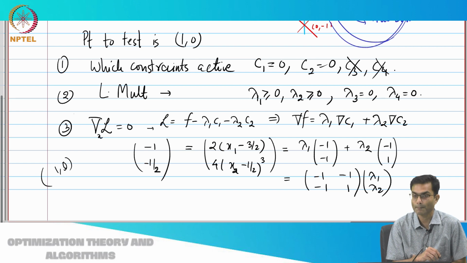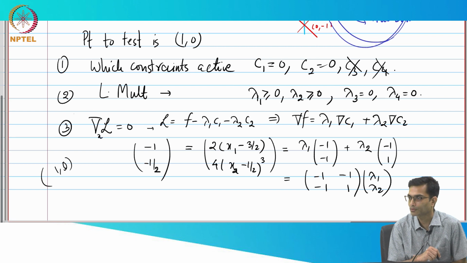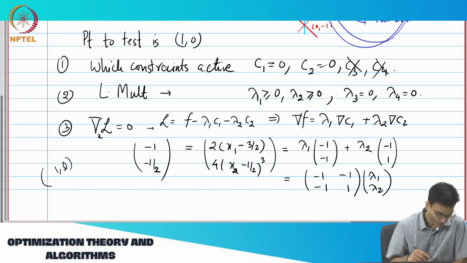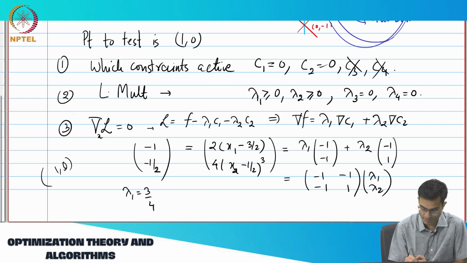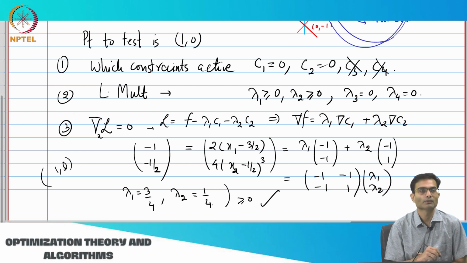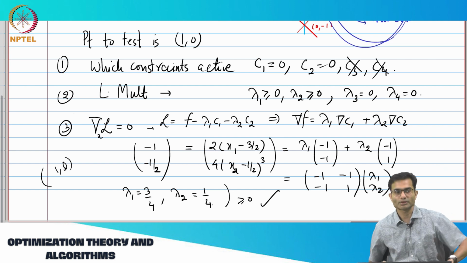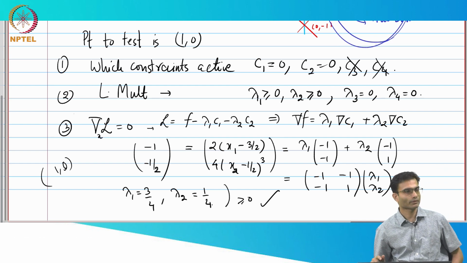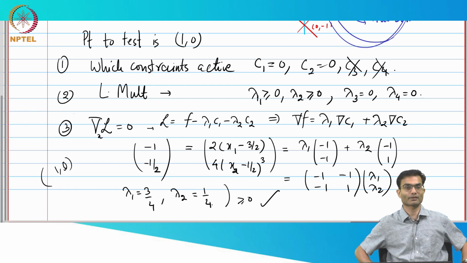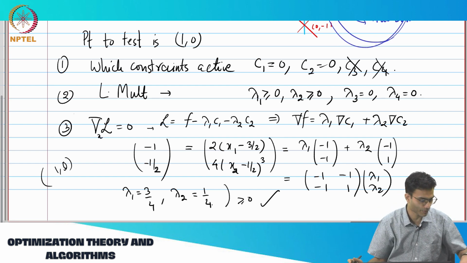What do we have to also check? We have to check whether it's non-negative or not. So can you solve this? What do we get? Lambda 1 equal to 3 by 4, and lambda 2 equal to 1 by 4, which is greater than or equal to 0. So our test point (1, 0) turns out to be the optimum point. You don't have to have perfect drawing skills or MATLAB always. Just quickly subject it to your KKT test and you're done.